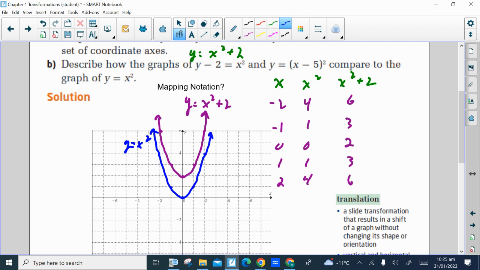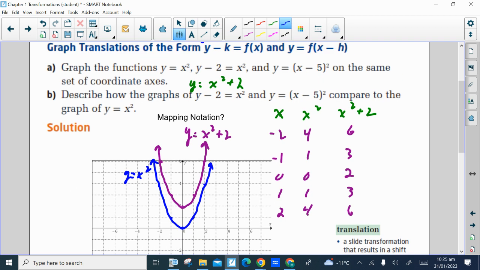So this plus 2 at the end of the equation, that is a k value. All the y values were 2 more than they were previously. And the net effect is that the graph shifted up 2 units. And in this case here, our k value is positive 2. So k is at the end of the function.